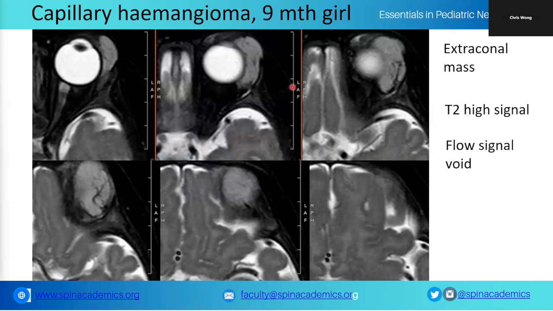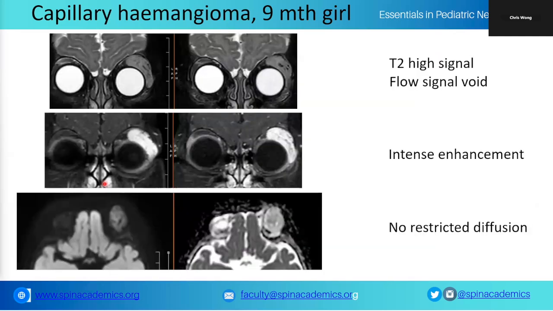So this is another patient with capillary hemangioma. So you may appreciate the extraconal mass here with extension to the preseptal region. So this is a T2 sequence. So this lesion is T2 hyperintense, and you may see the branching and linear structures, which are hypointense on T2 sequence, and it indicates the flow void.